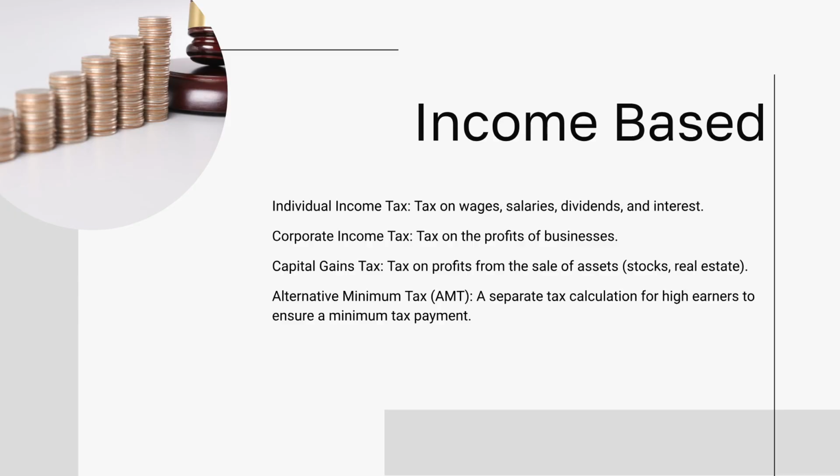Finally, there's alternative minimum tax, or AMT. This is a separate tax system designed mainly for higher income individuals. It ensures that even if someone qualifies for many deductions, credits, or loopholes, they can still pay at least a minimum amount of tax. The goal of AMT is to prevent very high earners from avoiding taxes entirely.